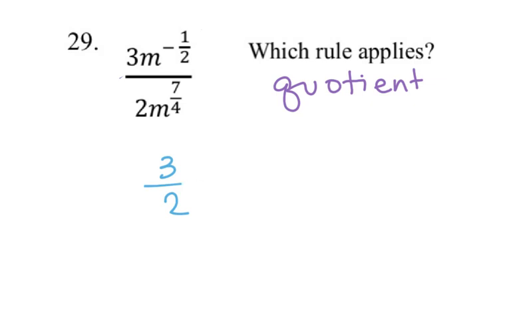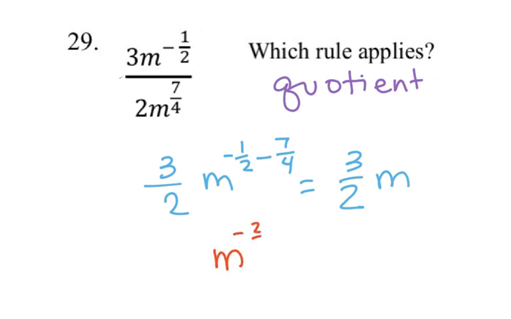What I can do is I can say, since I have my base, I'm going to take my negative 1/2 and I'm going to subtract the bottom exponent. So like that. So that's 3/2. And then I'm going to have m to the, we've got to have some common denominators here. So if I have m to the negative 2/4 minus 7/4, that's negative 9/4.